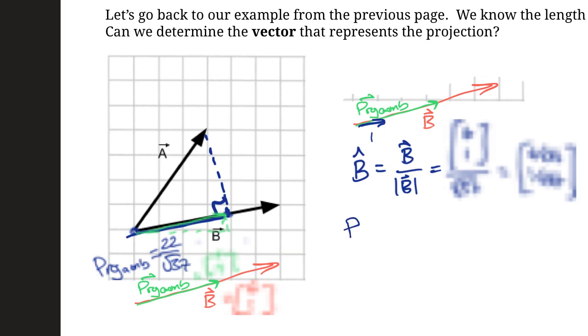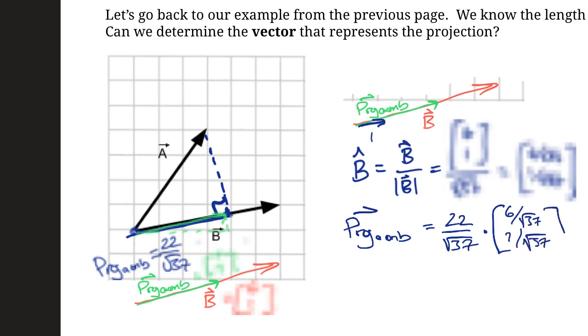So to find the projection of A on B, the vector of the projection, it's basically our length, which we calculated earlier in the previous question, 22 over root 37, times 6 over root 37, 1 over root 37. We multiply it by the unit vector. Now we can simplify. Each of those terms is basically a fraction, so we're going to do 22 times 6. Where is my calculator? Oh, I found the calculator. There we go. So we're basically just going to multiply this times each of these components.